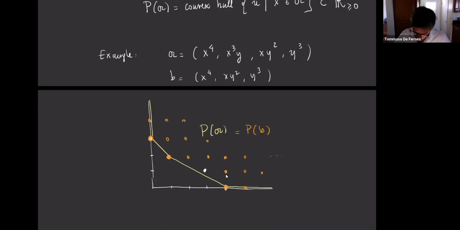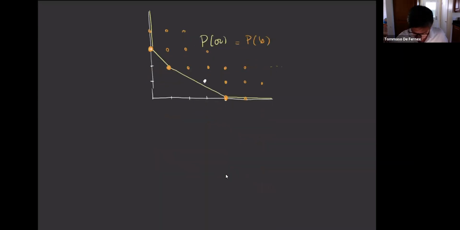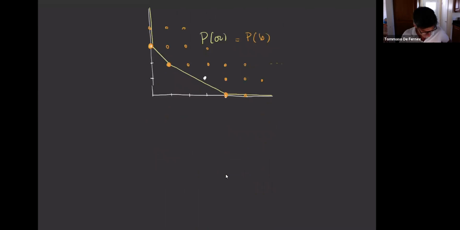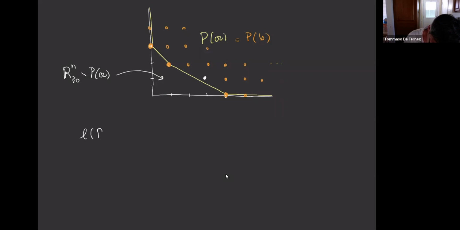Okay, so this is what a Newton polygon is. So what you want to focus on here is this region. You want to focus on this region here. This is R^n_{≥0} minus the Newton polygon. Okay. So, let's estimate the length of R/A^m.